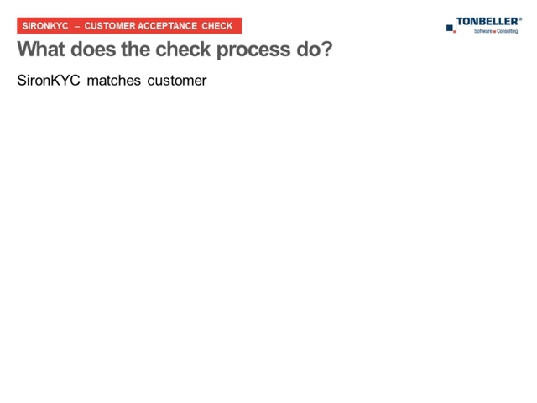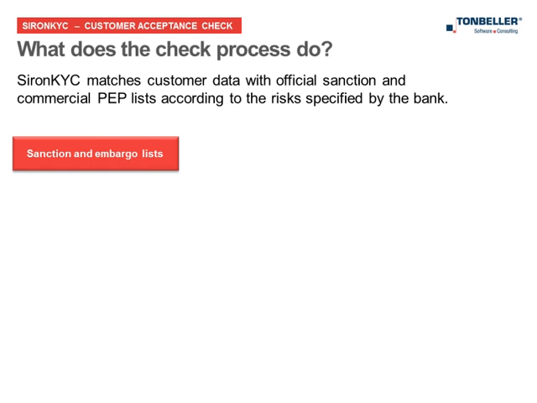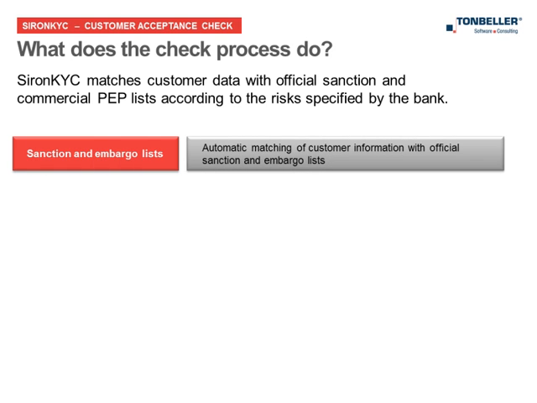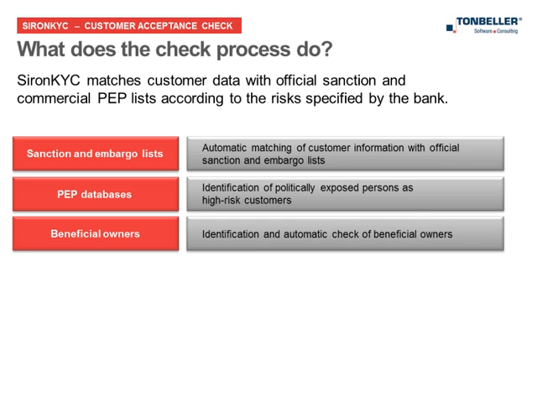Siron KYC matches customer data with official sanction and commercial PEP lists according to the risks specified by the bank. To this end, compliance with national and international sanction and embargo regulations must be ensured. Siron KYC checks the identity of politically exposed persons and of their family members and business partners. For legal entities, data of beneficial owners are also included in the check.